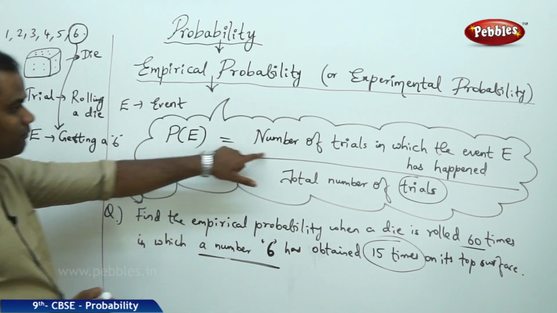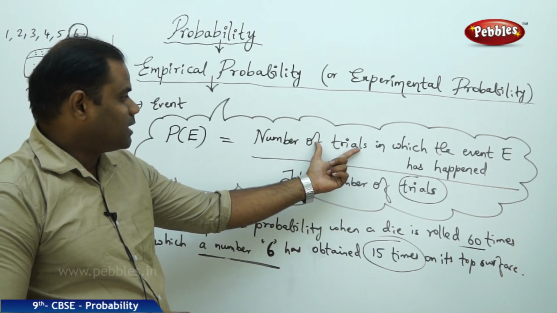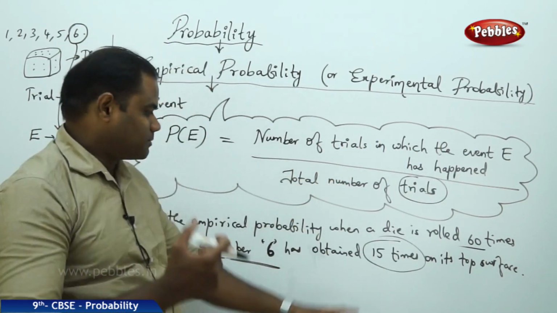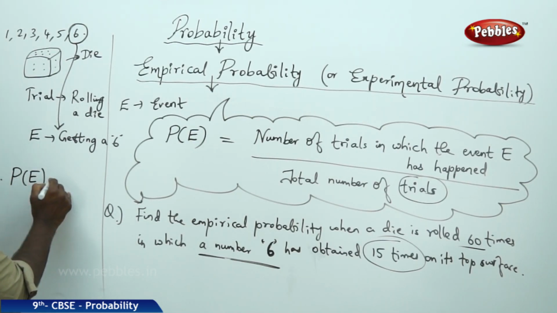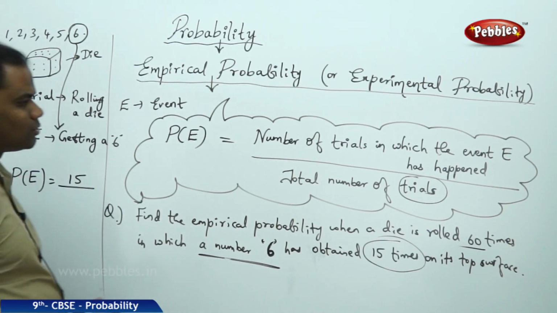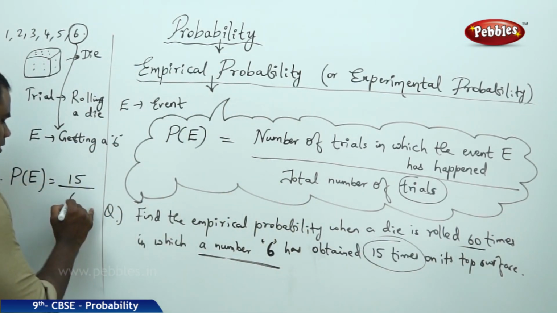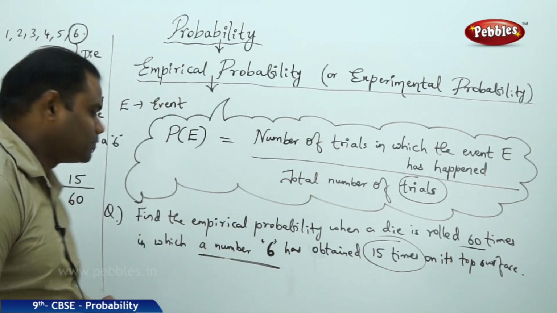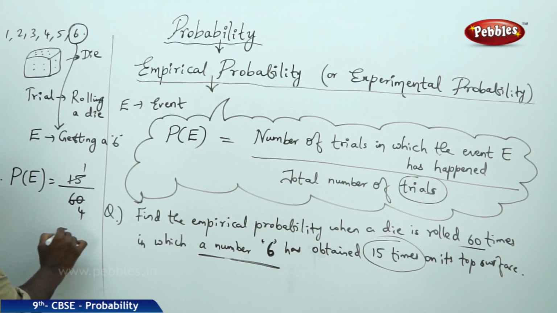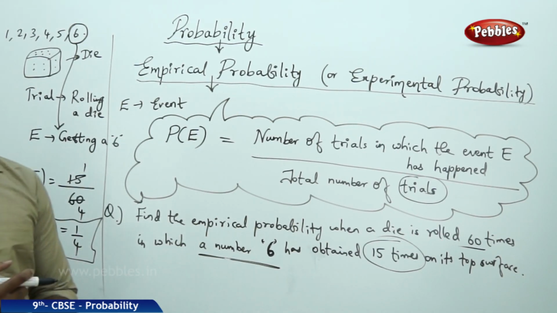Therefore, I have number of trials in which the event E has happened, that is number of times the die is rolled in which I got a number 6 on the top surface is 15. Therefore, my empirical probability is 15 by total number of trials, that is total number of times the die is rolled, as 60. This is how I use the formula: 15 over 60, which gives me 1 by 4. Therefore, my empirical probability of getting a 6 on the top surface is 1 by 4.